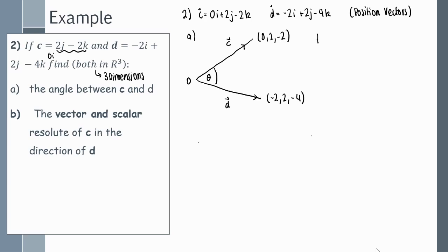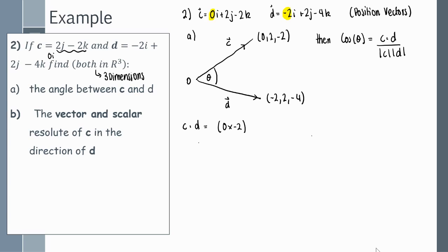To find the angle between these two vectors, we do the usual. We know that cos theta is equal to C dotted with D, as long as our vectors are both pointing outwards from the angle they create. And then we have this over the length of C times the length of D.